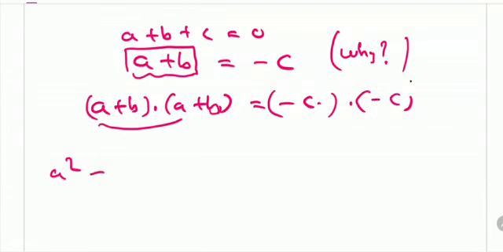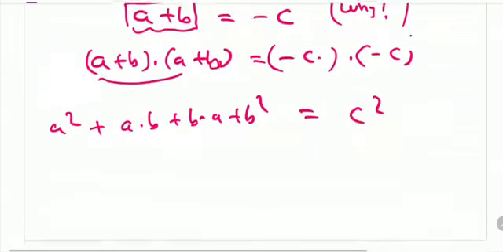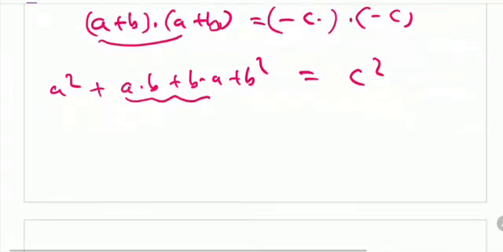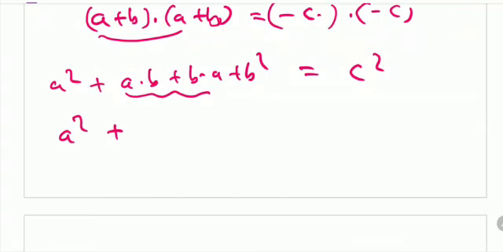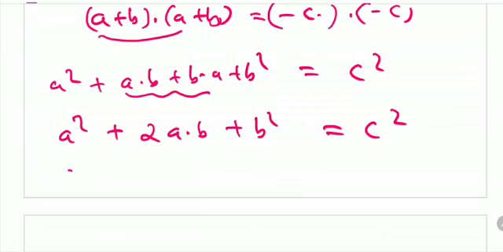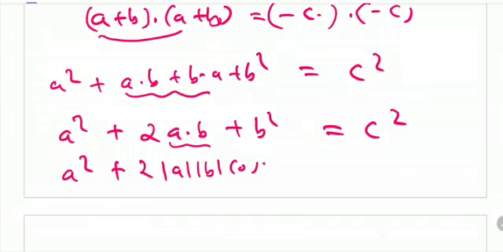We get A square, a dot b plus b dot a plus b square equals c square. Now in vectors, the dot product is commutative, that means a dot b and b dot a are the same, so it can be written as a square plus 2 times a dot b plus b square equal to c square. So I'm just writing the a dot b formula one more time. Recall magnitude a magnitude b cos theta, plus b square equal to c square.